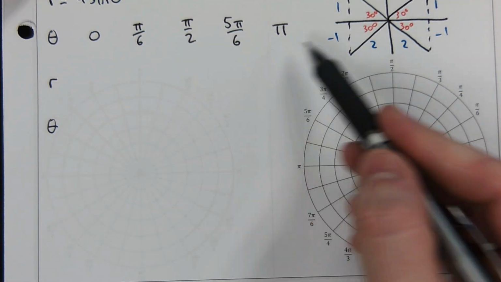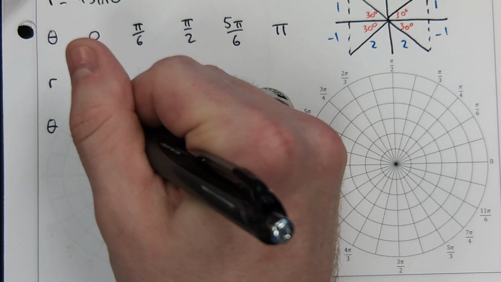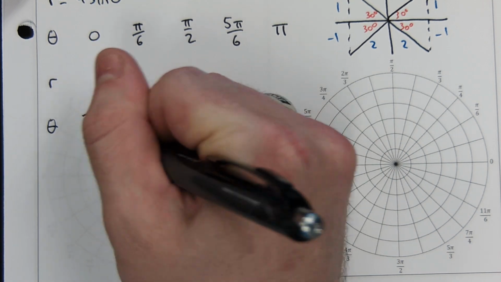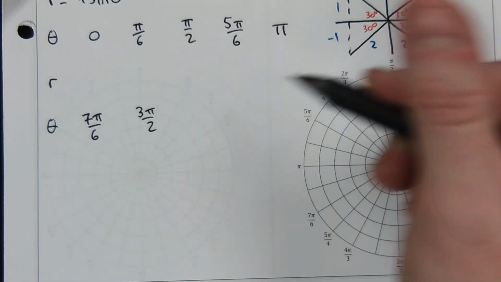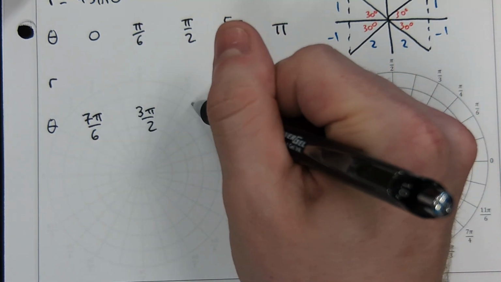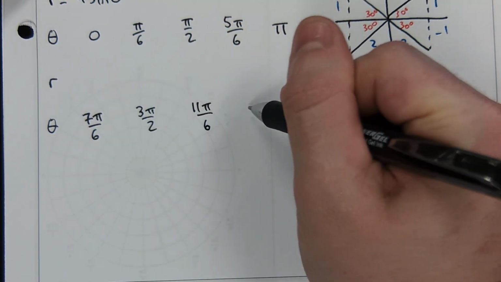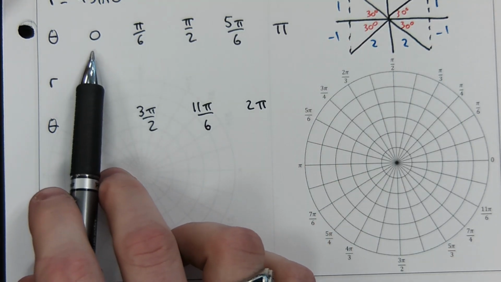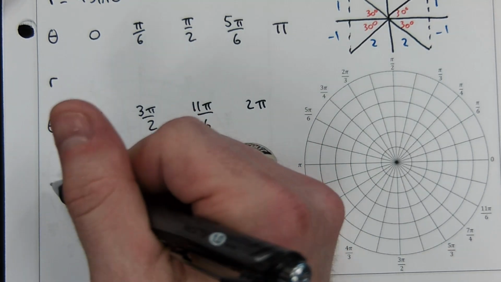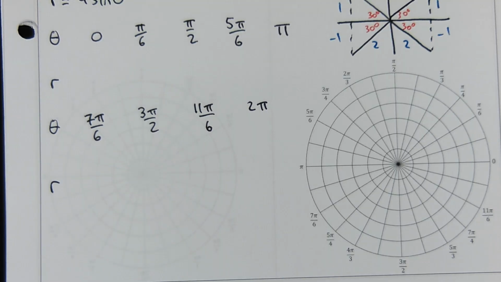And then what's after pi? 7 pi over 6. And then 3 pi over 2. Then 11 pi over 6. And then finally 2 pi. And whatever value I get for r at 0, I can just go ahead and write in, leave a space. I can go ahead and write it in for r at 2 pi because they're coterminal angles. So far so good? Yes, fantastic, great.